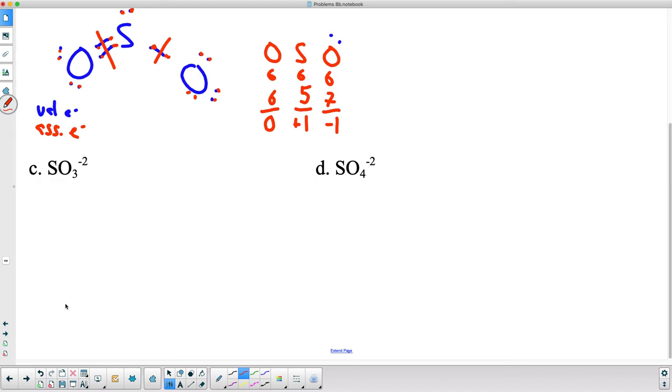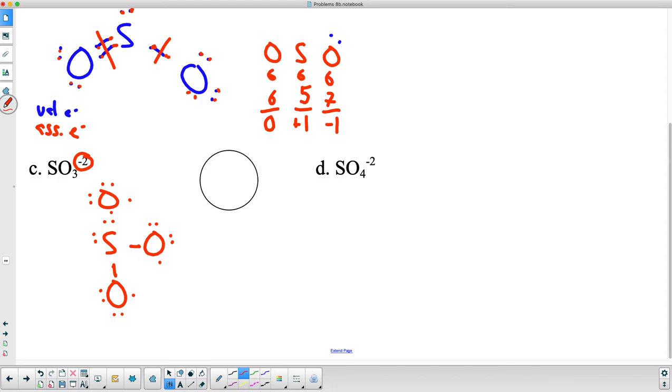So here I have an S. See, none of this changes. I got an S that looks like this. I got 3 oxygens. One of the oxygens is going to have to go like that. Another one's going to have to go like that. And another one's going to have to go like that. So the first thing I'm going to do is I'm going to draw a single bond and a single bond. Notice that I have 2 extra valence electrons.